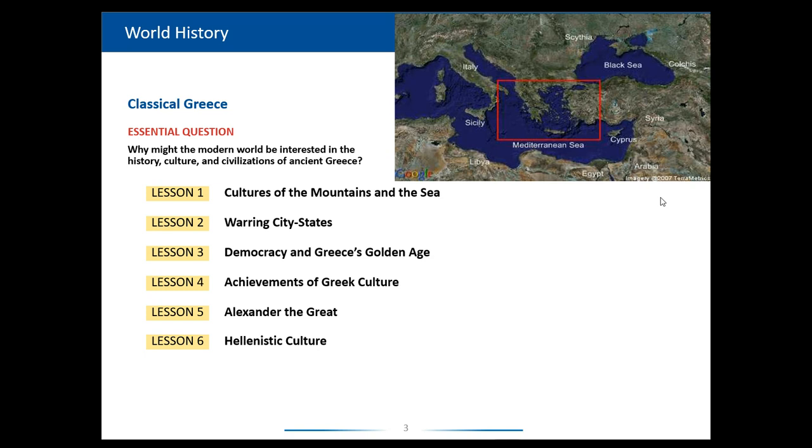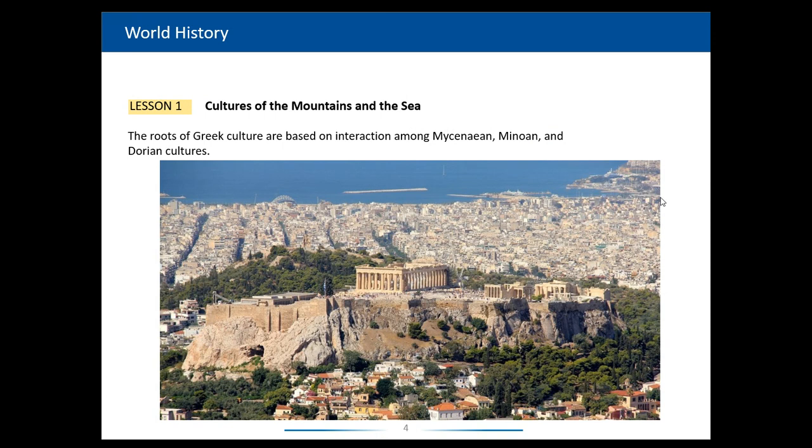This unit is long. We have 6 lessons. Let's get started. Cultures of the mountains and the sea. Lesson 1. The roots of Greek culture are based on interaction between or among the Mycenaean, Minoan, and Dorian cultures.